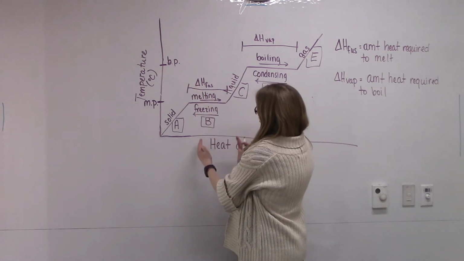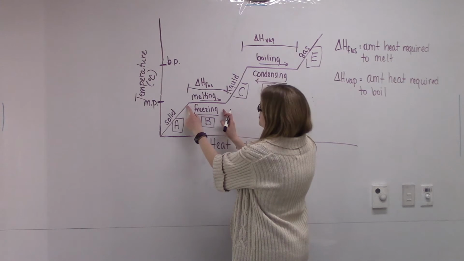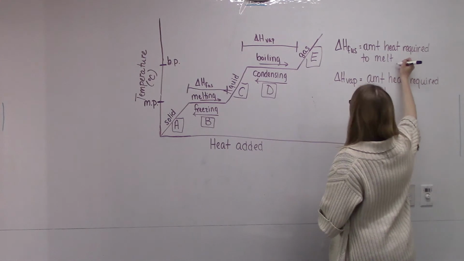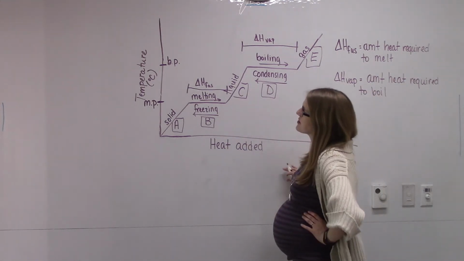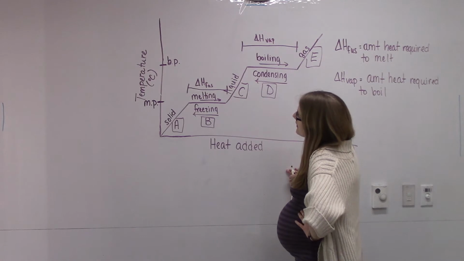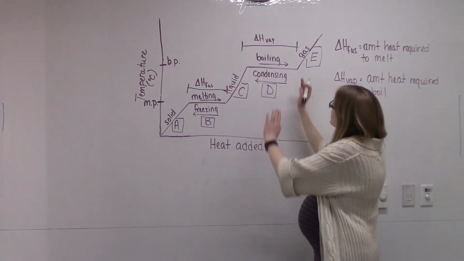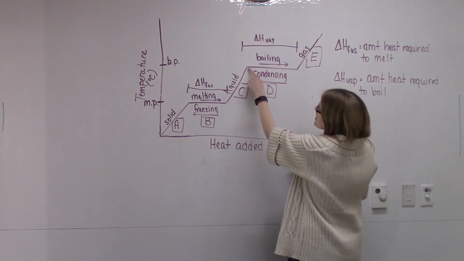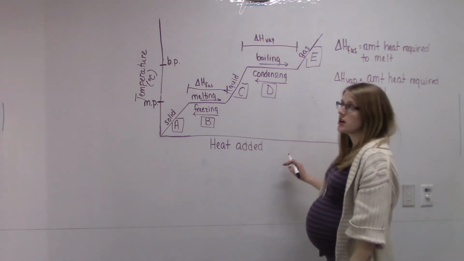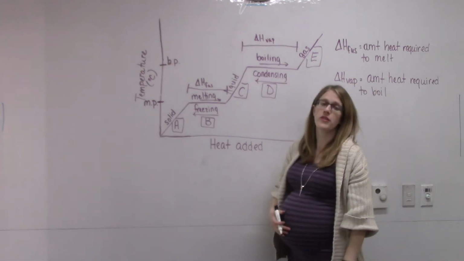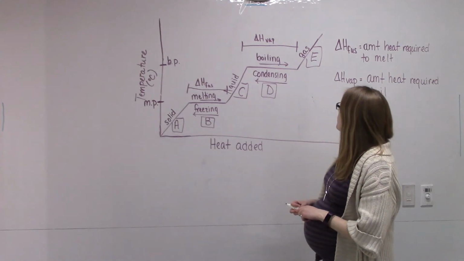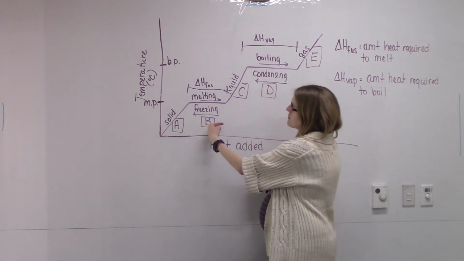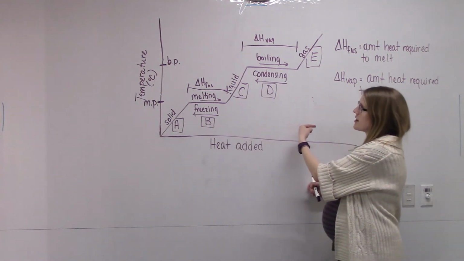So if you look here, the amount of heat we need to add to get it from a solid to a liquid is this right here. That's delta H of fusion. Now usually it's per gram, but right now we're not talking about a specific substance. That's why I left it kind of open-ended there. Delta H of vaporization is the amount of heat that we would need to add in order to get this substance from a liquid to a gas. So that's yet another way that we could label this graph, this curve.